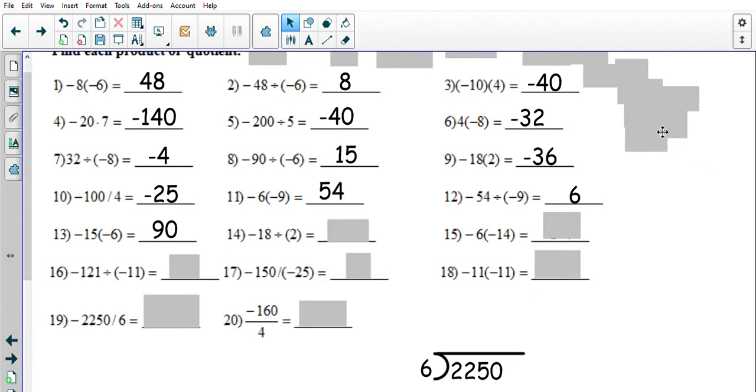In number 14, I have -18 divided by 2. You don't need the parentheses around the 2 here.